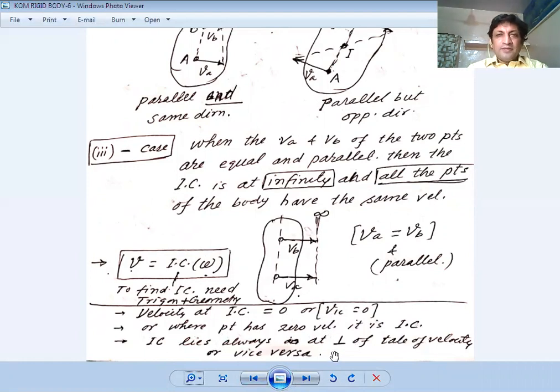So in this way, we learn to locate the instantaneous center for various velocities of the various particles or points of a body undergoing general plane motion.